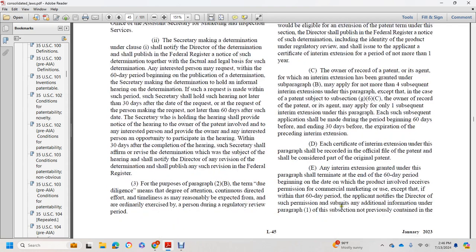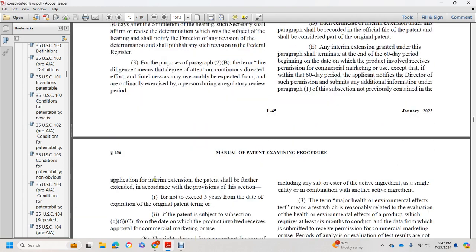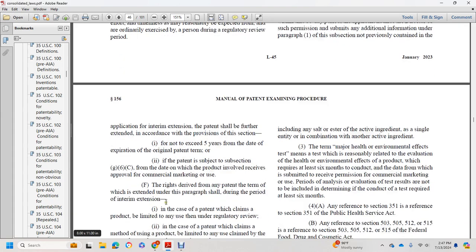D. Each certificate of interim extension under this paragraph shall be recorded in the official file of the patent and shall be considered part of the original patent. E. The interim extension granted under this paragraph shall terminate at the end of the 60-day period beginning on the date the product involved receives permission for commercial marketing, unless within 60 days the applicant notifies the Director of such permission and submits additional information under paragraph 1 of the subsection not previously contained. Application for interim extension of the patent extends the provisions of the section for no more than 5 years from the day of expiration of the original patent.